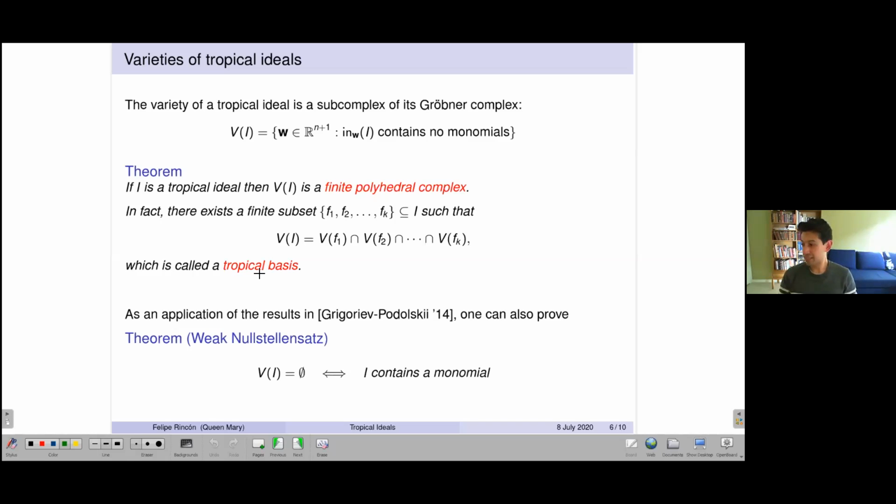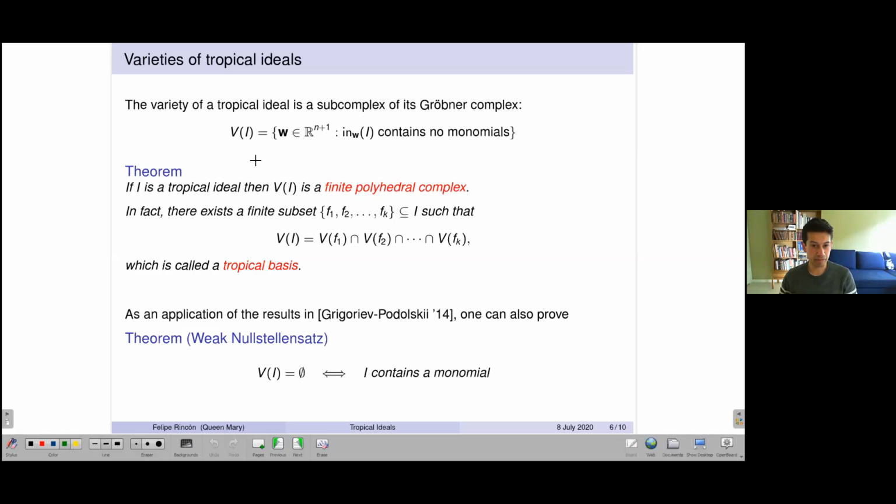Something else that we didn't like about all the ideals you could have in the tropical polynomial semi-ring is that they didn't satisfy the Nullstellensatz. Well, if you restrict to this smaller class of tropical ideals where the monomial axiom is satisfied, you recover the weak Nullstellensatz.